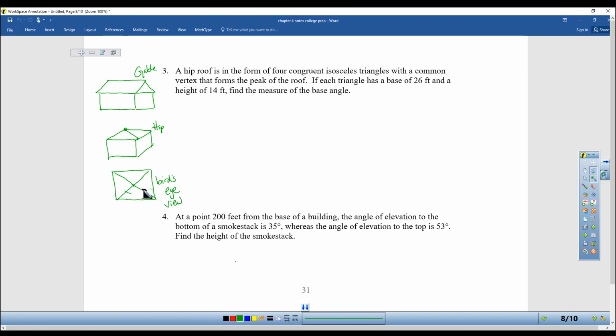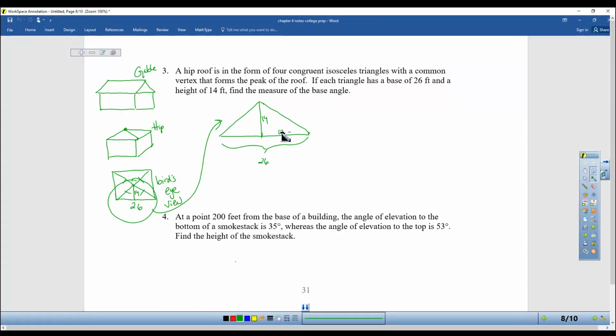triangles. Again, isosceles means that they have the same two sides, which makes sense in this example, with a common vertex that forms the peak of the roof. If each triangle has a base of 26 and a height of 14, find the measure of the base angle. So I'm going to blow up this one piece right here. And it says that its height is 14 and its base is 26.